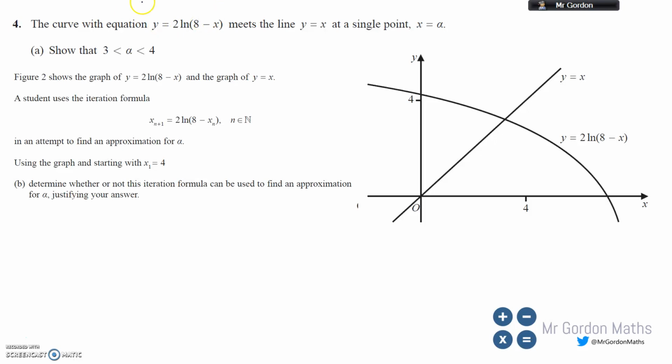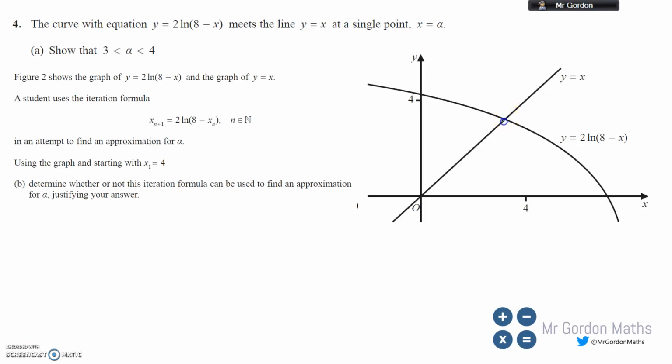The curve with the equation y equals 2 ln(8 minus x) meets the line y equals x at a single point where x equals a. Show that the solution a is between 3 and 4, basically, so that the point where they intersect is between 3 and 4. So you can use the graph to see where this point is.